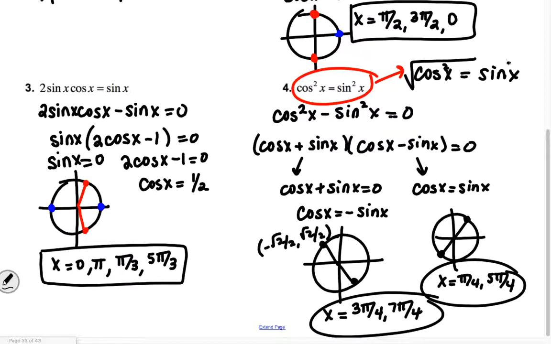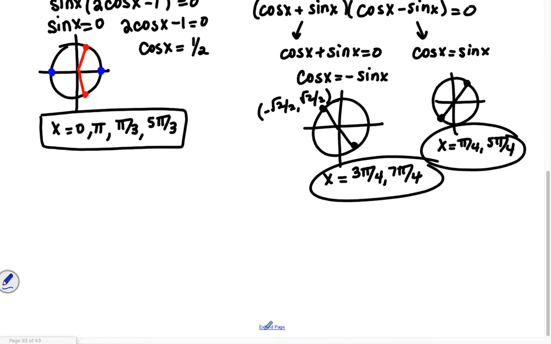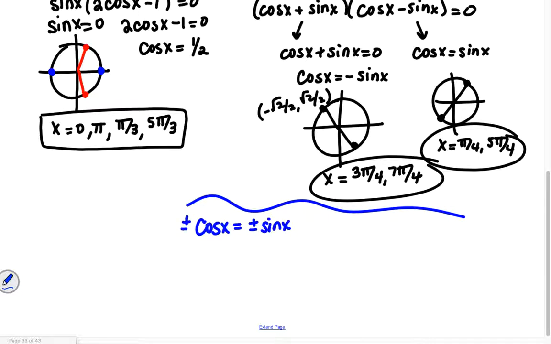So let me write my squares on there and take the square root. What do I always write? Plus or minus. So if I have a plus or minus, what we would get is the cosine of x with a plus or minus equals the plus or minus sine of x. And really writing it on both sides is kind of redundant.